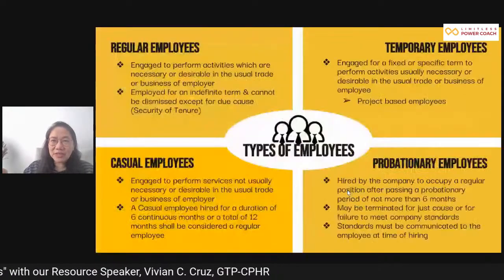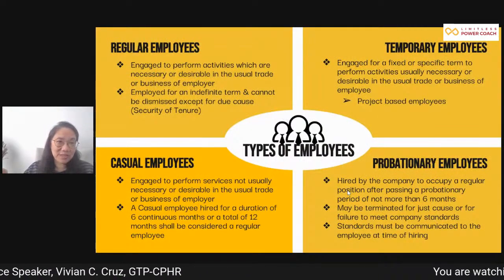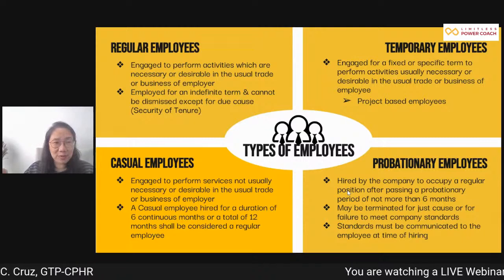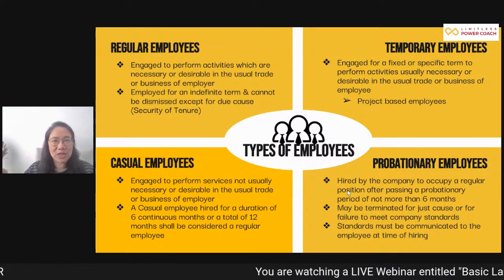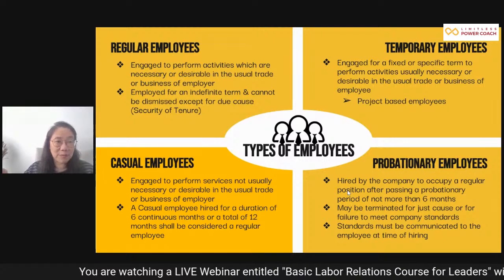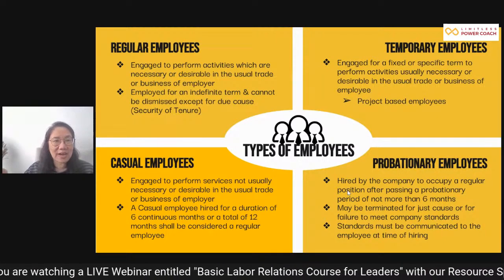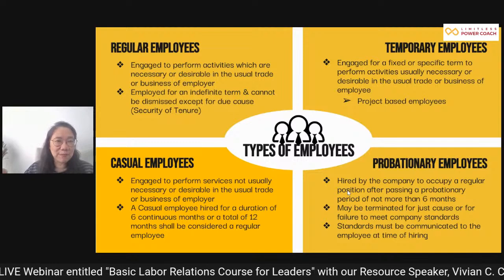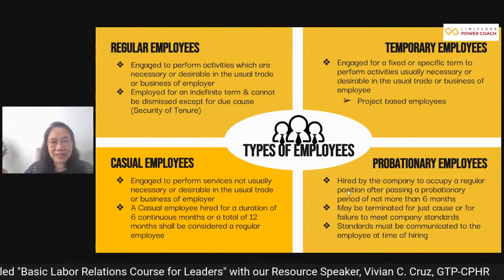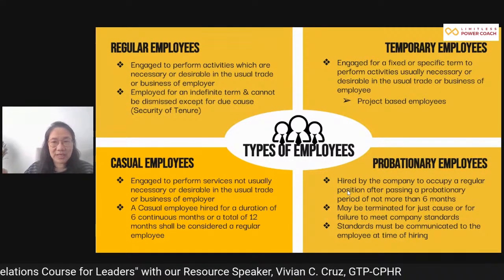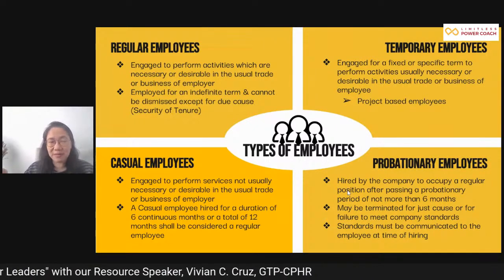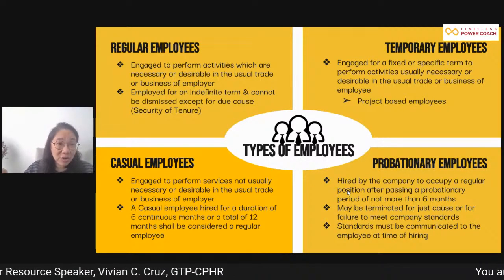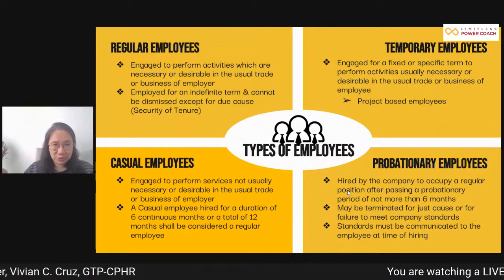So there are different types of employees. Of course, common to us are the employees for regular employment, which we call the regular employees. They are the employees whom we hire to perform activities which are considered desirable and necessary for the business. So you hire them for an indefinite term. They either separate from employment for voluntary reasons or for authorized or due causes.